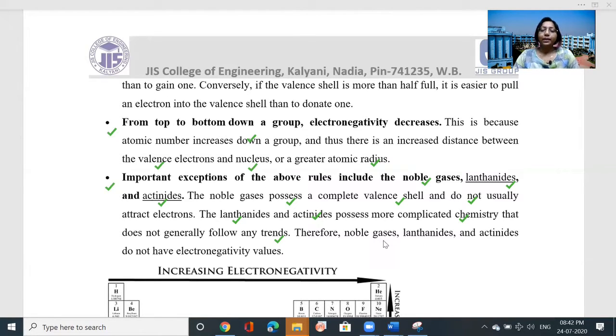Therefore, noble gases, lanthanides and actinides do not have electronegativity values. Okay, so what have you learned?